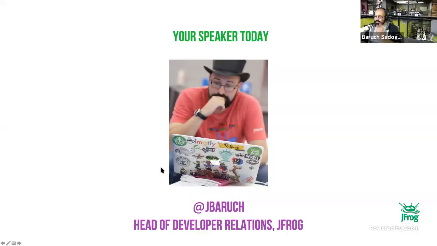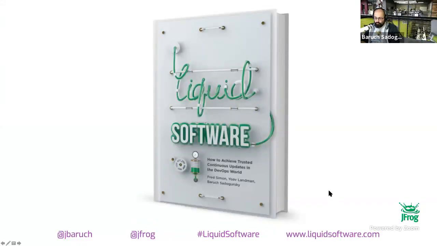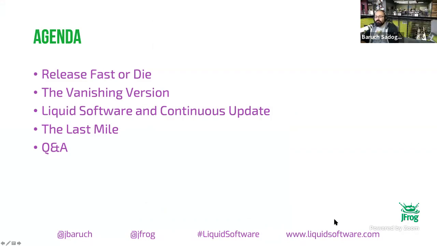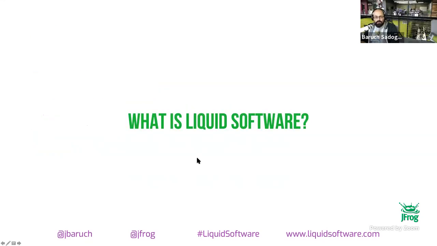This is me, Jay Baruch, Head of Developer Relations with JFrog. We're going to talk about the Liquid Software book, which you can find more information on at liquidsoftware.com, and this is our agenda. With that, let's get started.